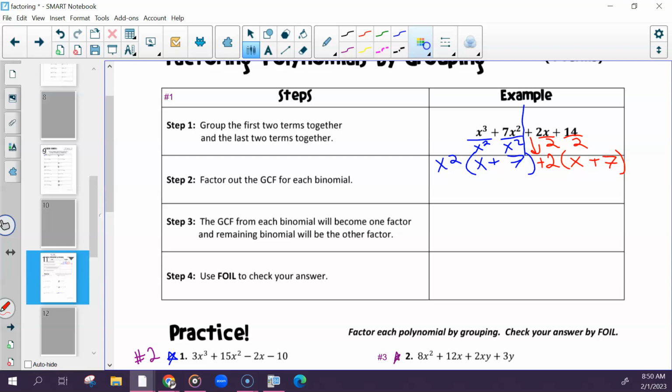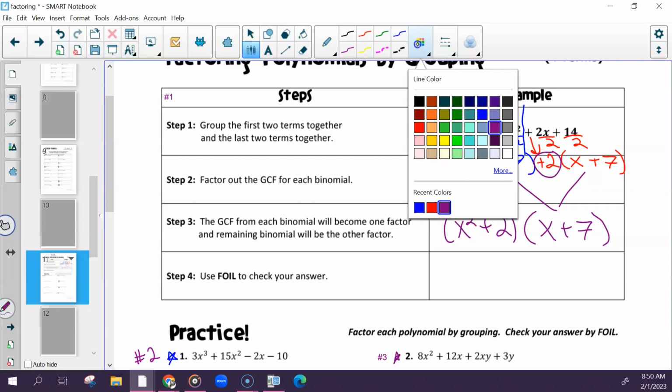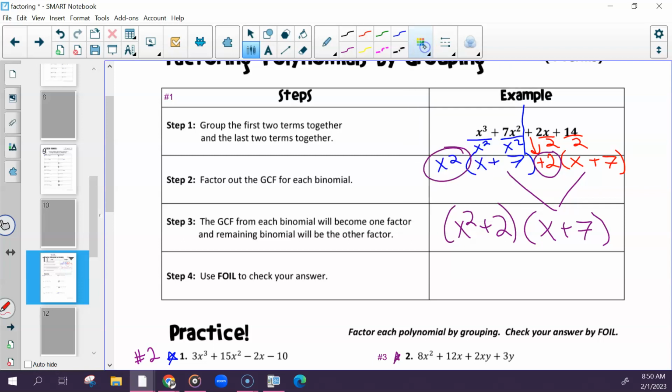Then what happens is we take the things on the outside and put them together in a set of parentheses. And the things on the inside are really 2 sets of the same thing, so we're just going to write it once. So our factors for this entire thing would be x squared plus 2 and x plus 7. Then if you wanted to check yourself, you could distribute it back out and see if it worked.